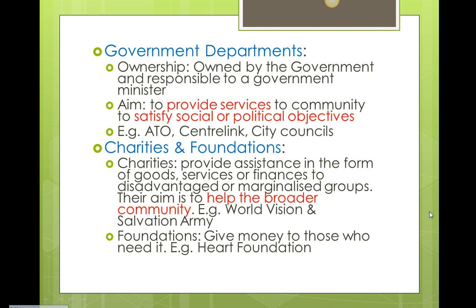A government department is stepping away now from making a profit as such. It's owned by the government, and a government minister is responsible for that department. So it could be the Department of Education, where there's a government minister in charge of that. The aim is to provide a service to the community, and also to satisfy social or political objectives. That's why they might give particular funding into a certain department. It might be into the education department to make sure that they try and get re-elected, but also provide great education for our future.